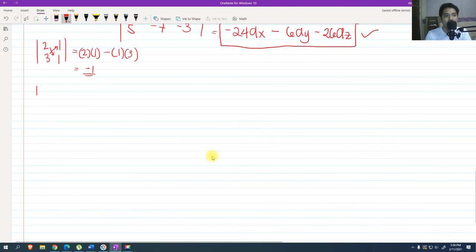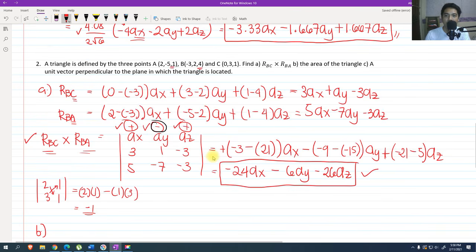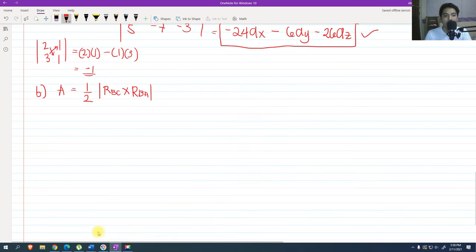So for letter B, the cross product is also used to find the area of the triangle. So what we are going to do is, the area of the triangle is actually 1/2 the magnitude of the cross product of R_BC and R_BA. So that's the formula. Simply, we need to get the magnitude of the cross product of R_BC and R_BA and then divide it by 2.